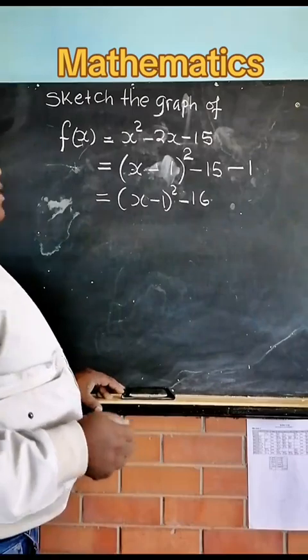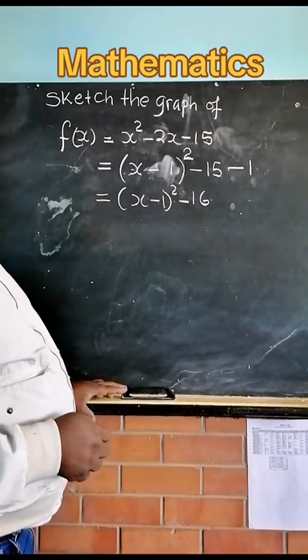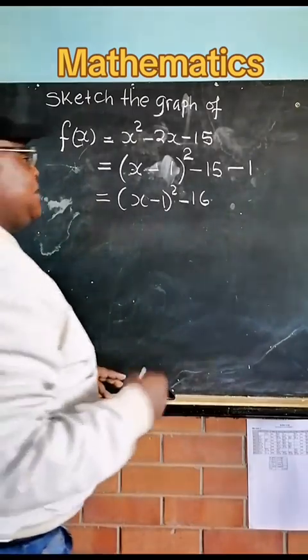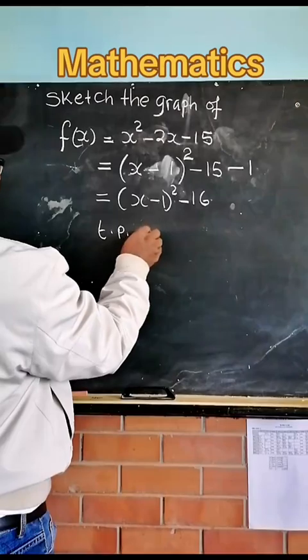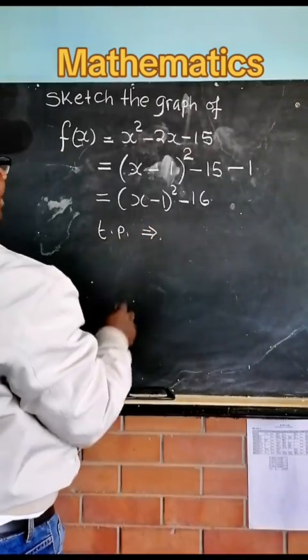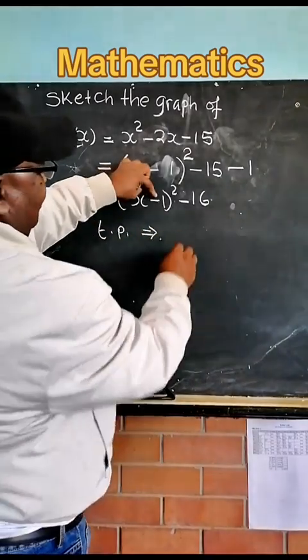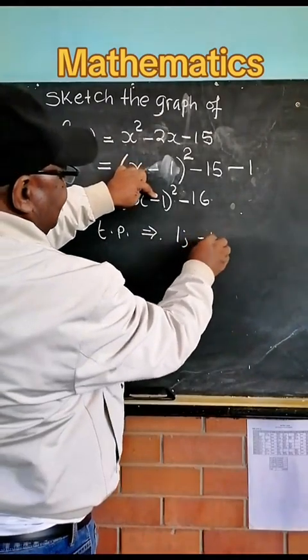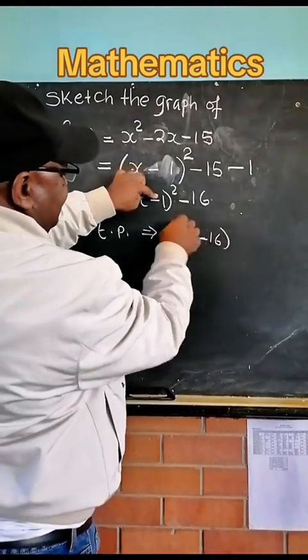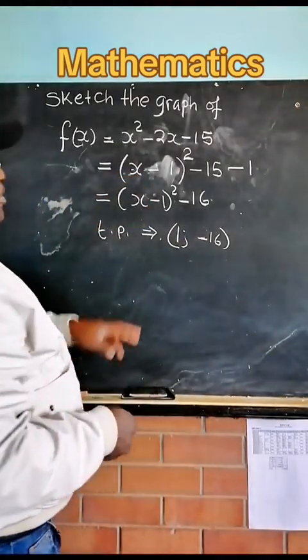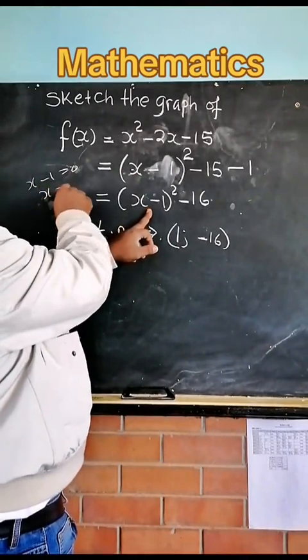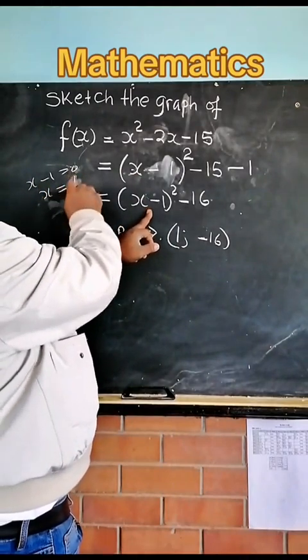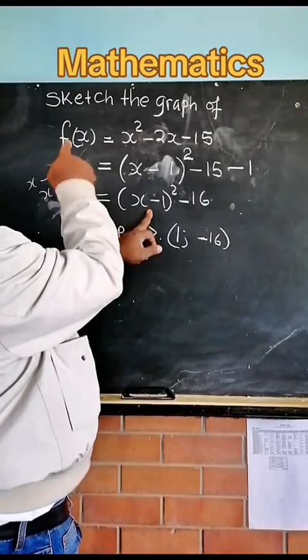So, from here I can find a lot of things. Let me start with the turning point. The turning point is going to be simply 1 and negative 16. To get the value of x at the turning point, you will let x minus 1 equal to 0, in which case x will be equal to 1. So the x value at the turning point is 1.